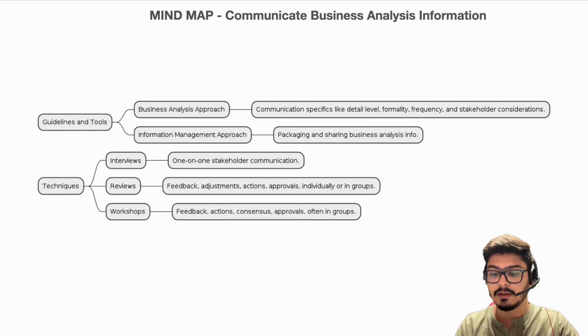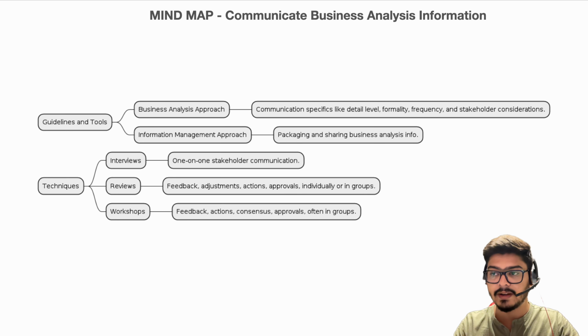The techniques here, as mentioned, are interviews, reviews, and workshops. Interviews are one-on-one. Reviews, again, might be one-on-one or a group, and then workshops are definitely a group. The reason you do an interview is basically to have a little bit of interaction directly with the stakeholder. The main purpose of a review is to get feedback, adjustments, and approvals on an individual or group basis. Workshops are basically for consensus and approvals, again on a group.